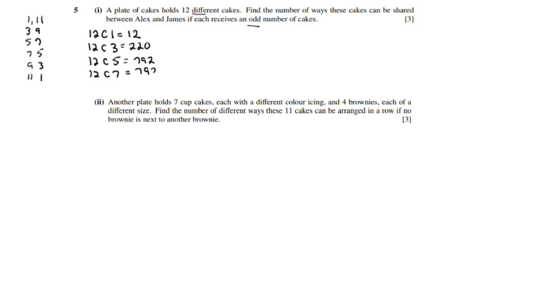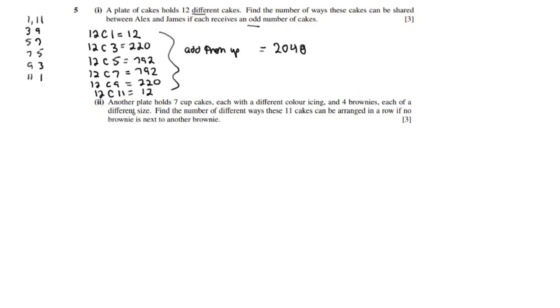And then if I want to figure out how many ways he could get 3, that's 12 choose 3. And how many ways could he choose 5 out of the 12? That's 12 choose 5. And then how many ways can he get 7? That's 12 choose 7. And then 12 choose 9, and then 12 choose 11. All I've got to do now is add up all these ways, and I get the total number of ways that could happen.